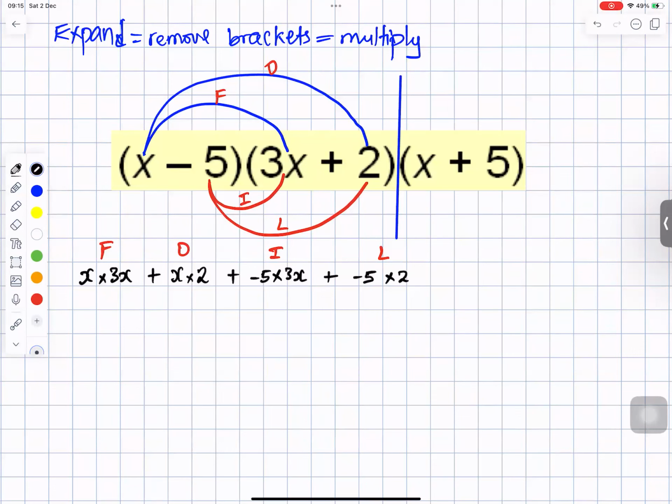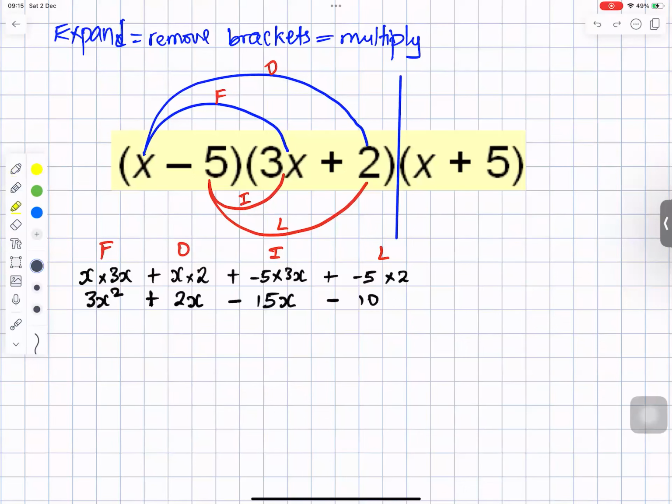3x times 3x is 3x squared. Perfect. 2 times x, next one, 2x. We'll write the number first. Minus 5 times 3x, minus 15x. Plus 15x. Minus 5 times 2, minus 10. Minus 10. And then the one in the middle is the same.